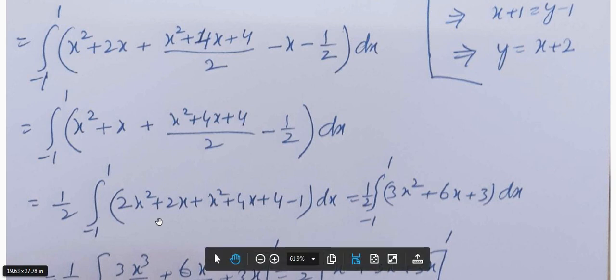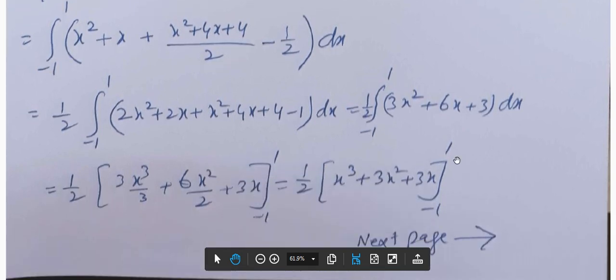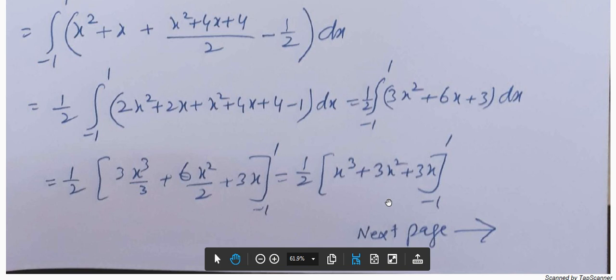So now you can simplify this further. This is 2x squared plus x squared, so this is 3x squared, and then 2x plus 4x, so this is 6x, and then plus 4 minus 1, it is plus 3. Now it is very simple to integrate with respect to x. You know the integration of x squared is x to the power 3 over 3, the integration of x is x squared by 2, and the integration of 3 will be 3x. And then you can substitute the upper value 1 here, and then the lower value minus 1.